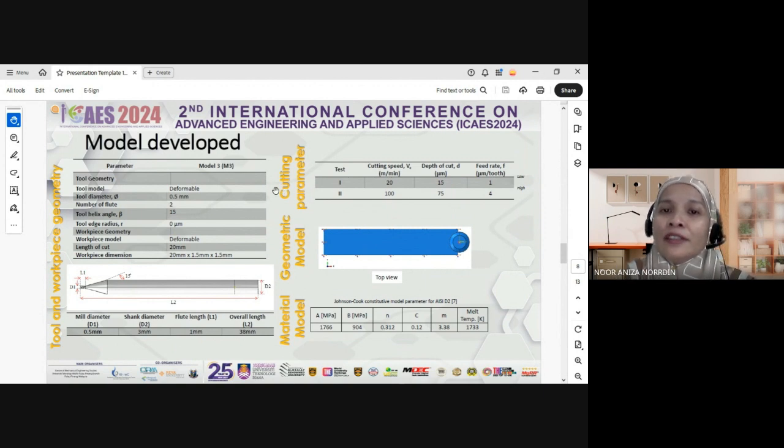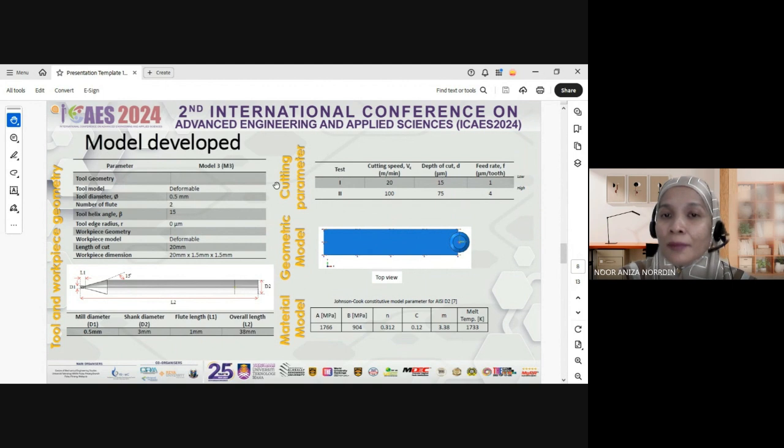Okay, for the cutting parameters, the table shows the feed per tooth, the depth of cut, the cutting speed, and also the tool rotation used in this study. The test was conducted using low level and high level cutting parameters with different wear levels of the cutting tools to see the comparison. All these parameters were obtained from the previous experimental study done by Saidon et al. on the micro end milling of AISI D2.